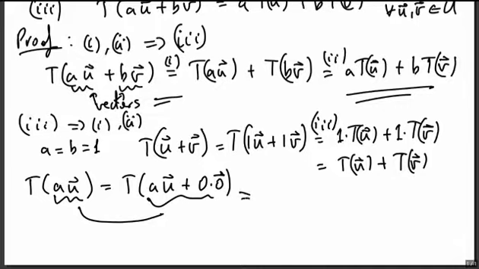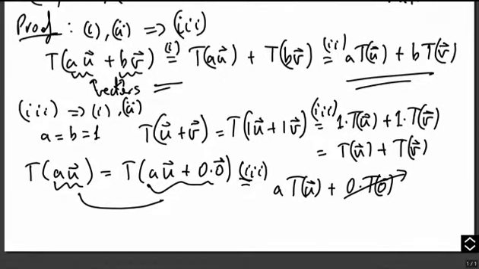And now I can use the third property. That says that I can do it term by term, and I can factor out the scalar. And since the scalar I factor out from the second term is the 0 scalar, that cancels the second term. So I'm left with a times T of u, which is exactly the second property. The first and second property implies the third one, and the third implies the first and second.